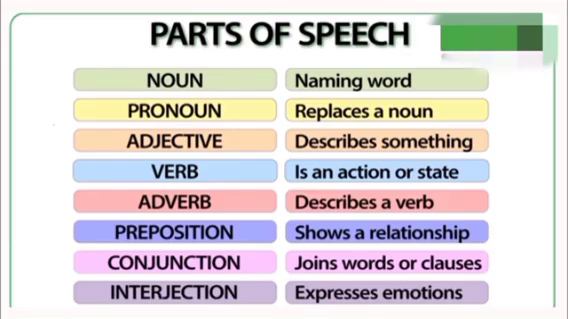A preposition shows a relationship or connection between things. A conjunction is a joining word. They connect two parts of a sentence. An interjection expresses strong feelings or emotions. Now, let's look at the 8 main parts of speech in English.